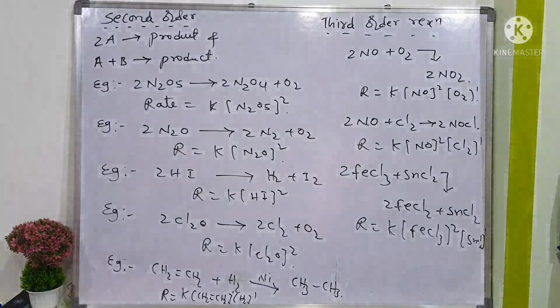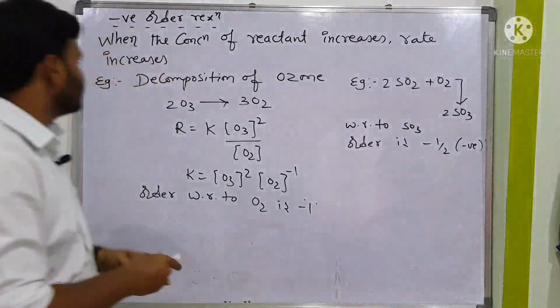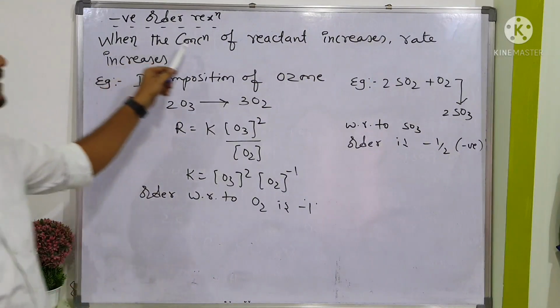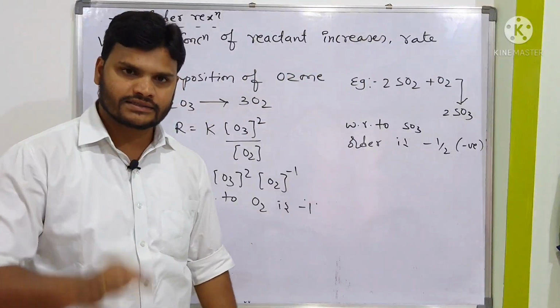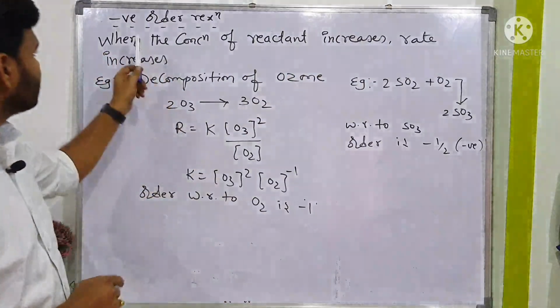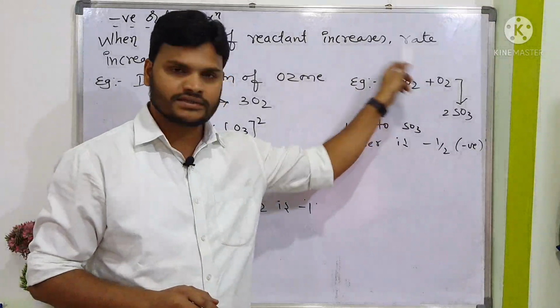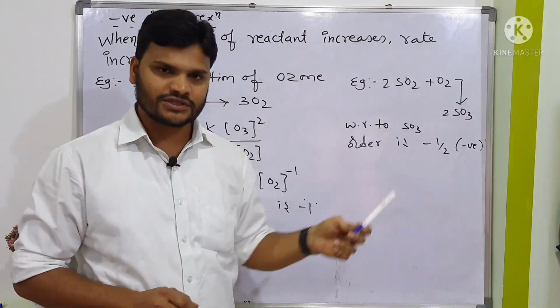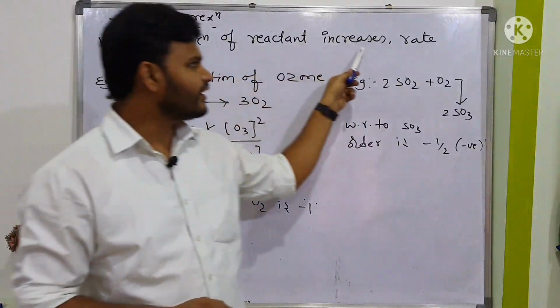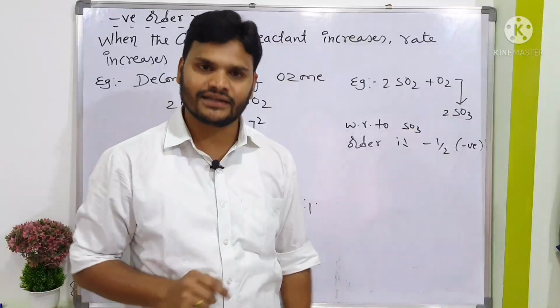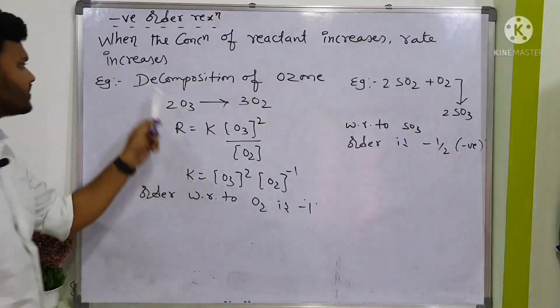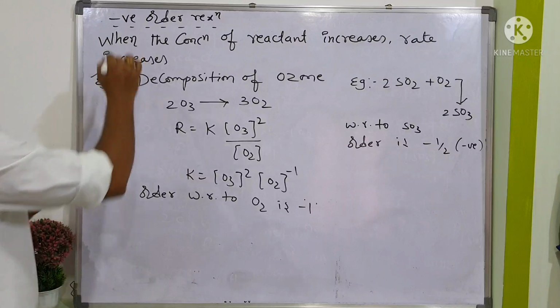Just have a look. Negative order reaction, you need to understand this point. When the concentration of reactant increases, rate increases. Same scenario, when the concentration of reactant decreases, rate decreases. What are the suitable examples? This is the most important example.